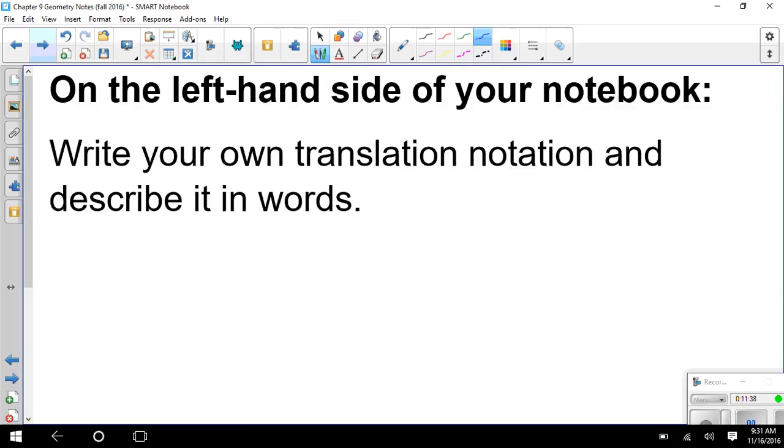All right, so on the left-hand side of your notebook, go ahead and write your own translation notation and describe it in words. So this doesn't go in a skinny column as an example, although you can do an example later on this. I want this on that blank sheet of paper off to the left. Write your own translation notation and describe it in words.